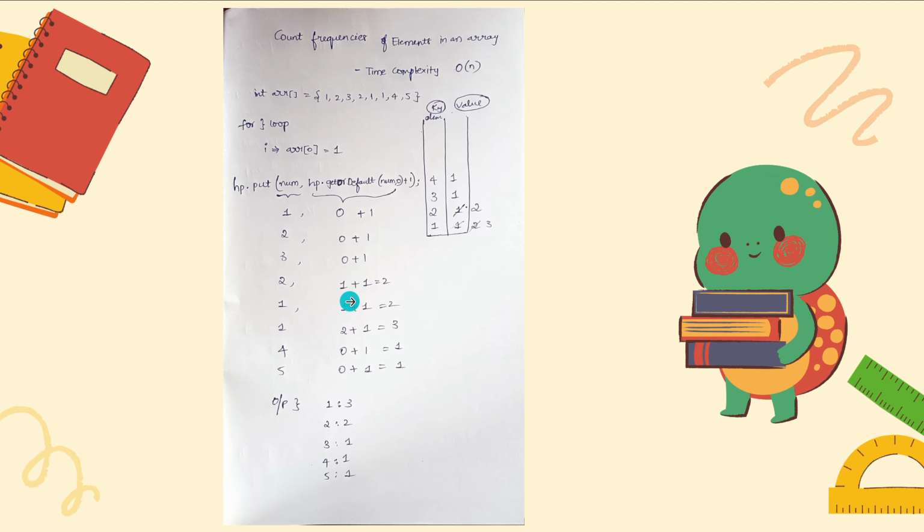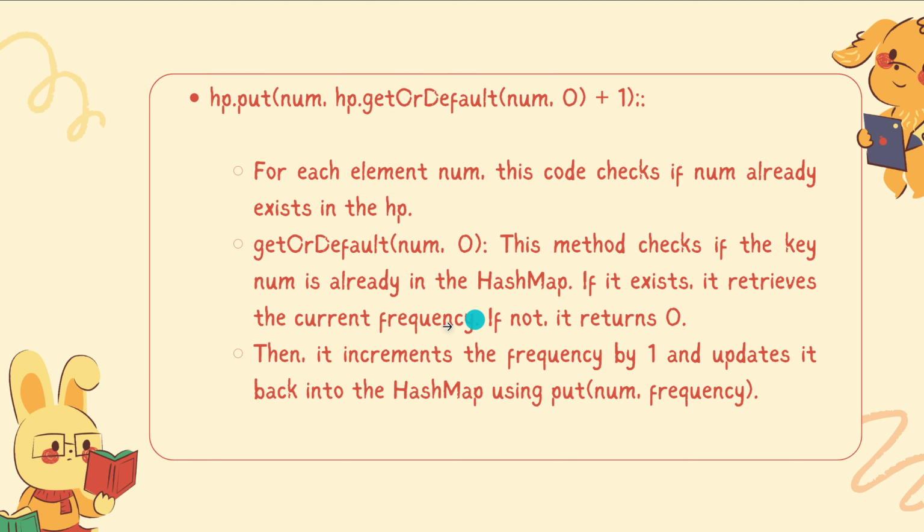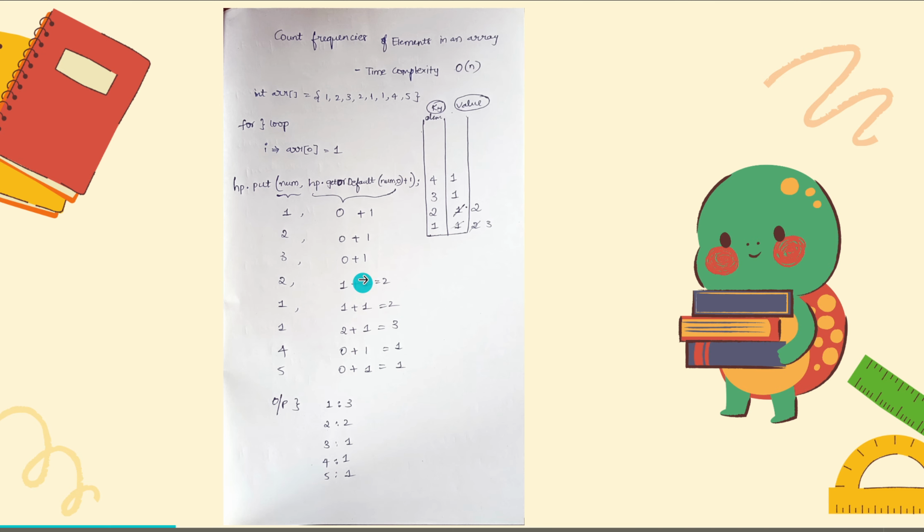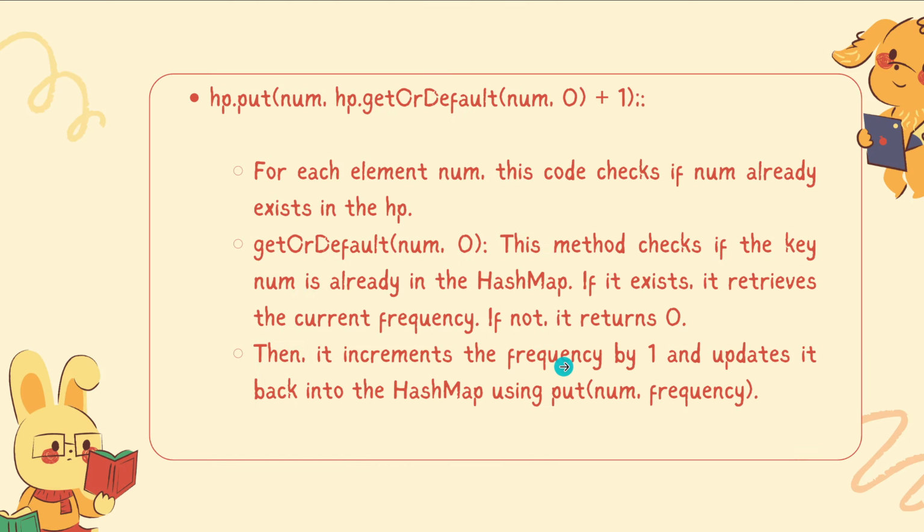See, 2 is already present, so it is not returning 0, it is accessing its current frequency count, which is 1. That is the thing with hp dot get or default 1. Then it increments the frequency by 1 and updates it back into the hash map using put num comma frequency.